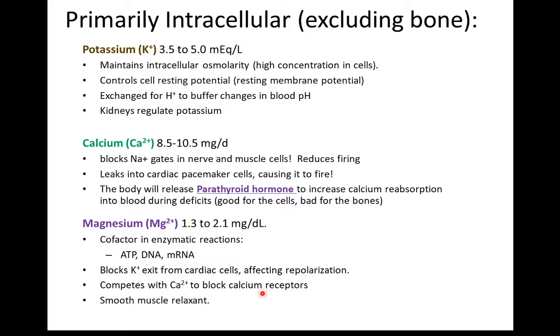Magnesium tends to block potassium's exit from cardiac cells, and that affects the repolarization. It also competes with calcium, and it actually sits on some calcium receptors and can serve as a smooth muscle relaxant.